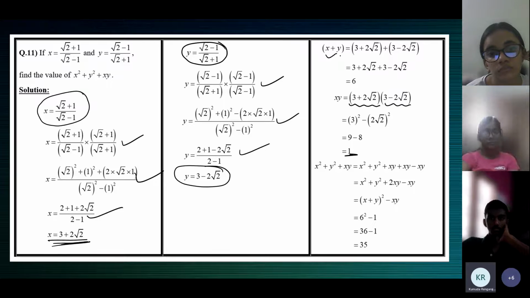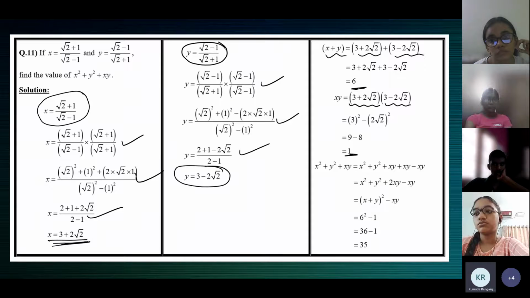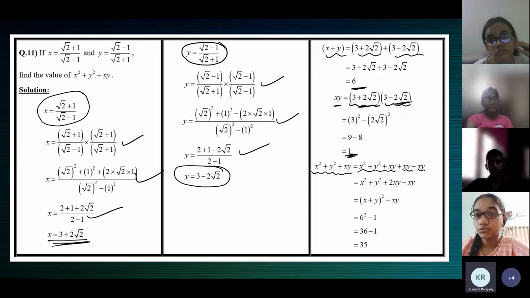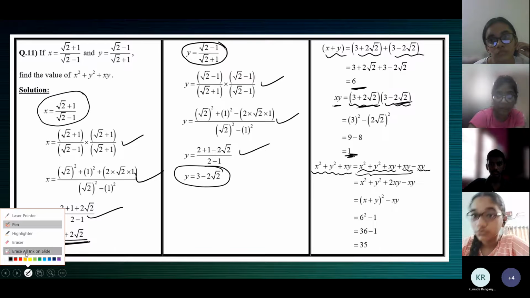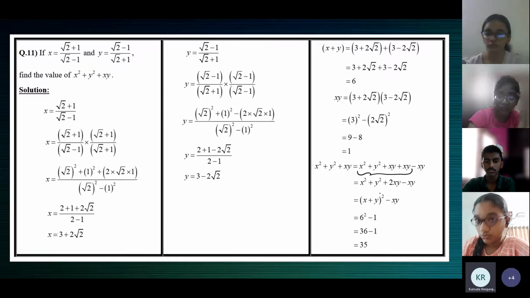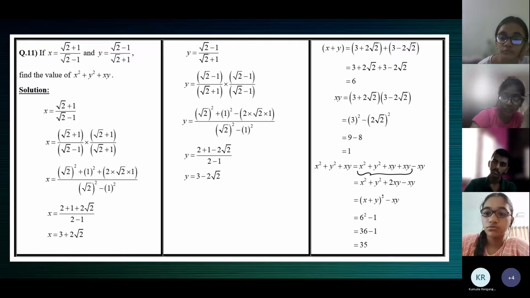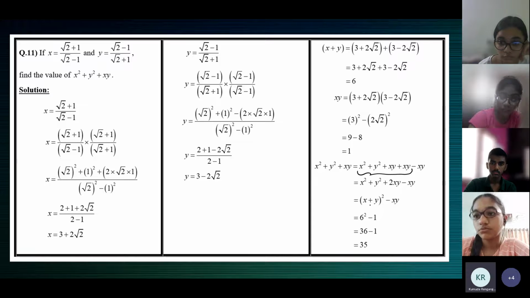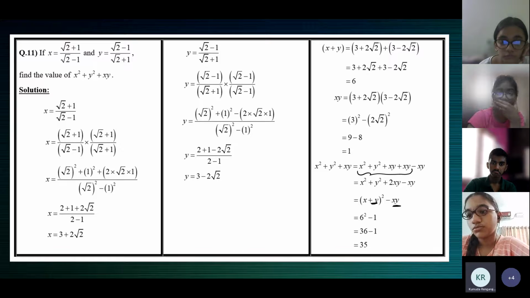Next is to find x plus y, which is 6. Next is to find xy, the product of x and y, which is 1. Now take up the expression which is to be evaluated. To that expression, add xy and subtract xy. So from here to here, it becomes x square, y square, 2xy, which is nothing but x plus y the whole square, minus xy. Now you found the value of x plus y, which is 6, and xy is 1. Substitute and get the answer, 35. Yes, children, start working.